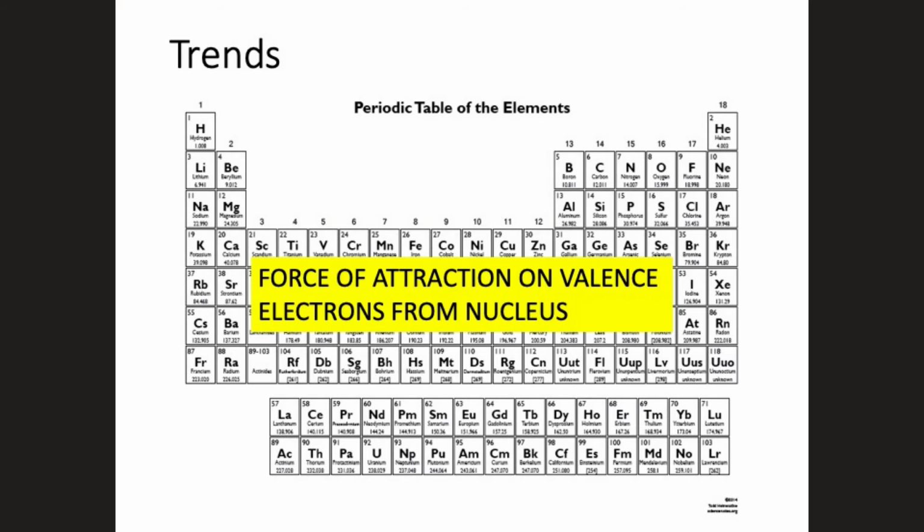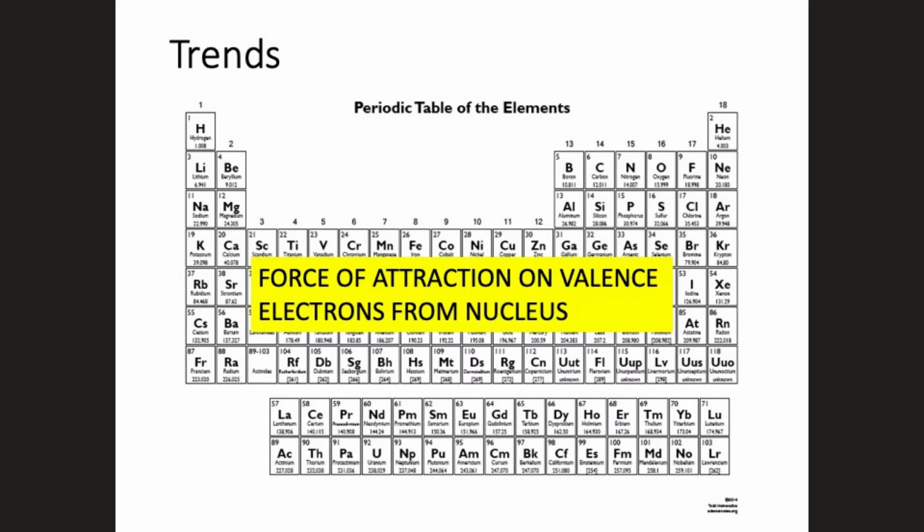Now, the first thing we have to understand is what we mean by force of attraction on the valence electrons in the nucleus. Remember, the nucleus is positively charged and the electrons are negatively charged. So there's a force of attraction between the two. And as that force of attraction gets stronger, those electrons are held on tighter. As that force of attraction is weaker, those electrons are held less tightly, or loose, right?